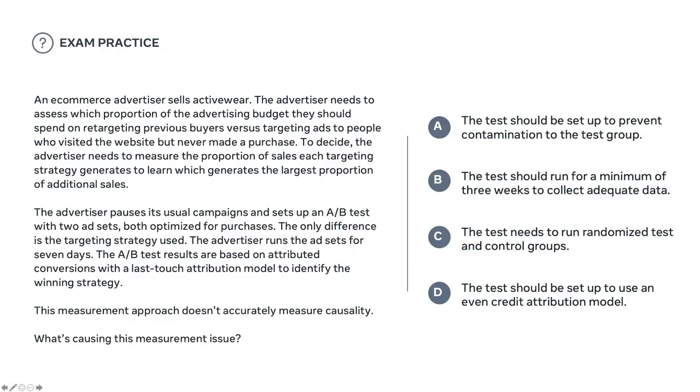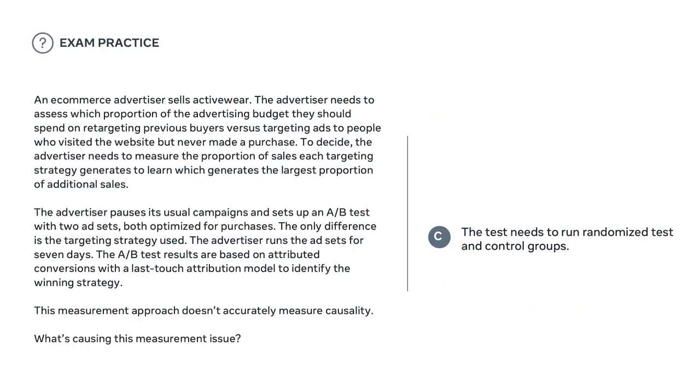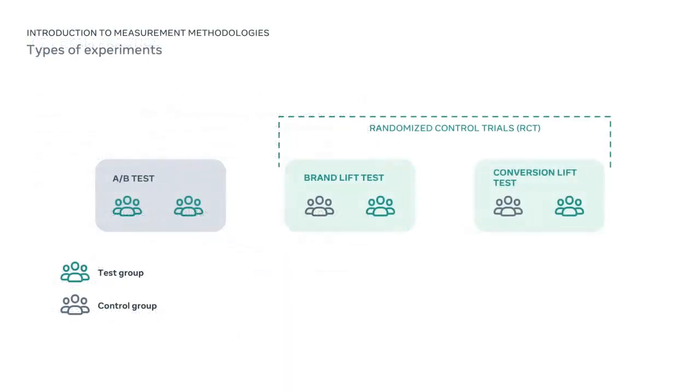And the correct answer here would be C. The test needs to run randomized tests and control groups because an A/B test doesn't measure causality. So instead, the team should use an RCT, or randomized control trial lift test, to more accurately measure the causal impact of each strategy. Now let's discuss randomized control trials, brand lift, and conversion lift tests.